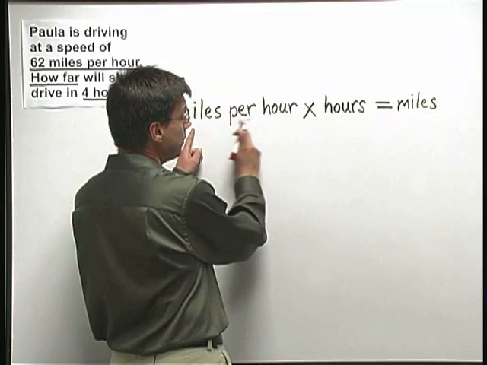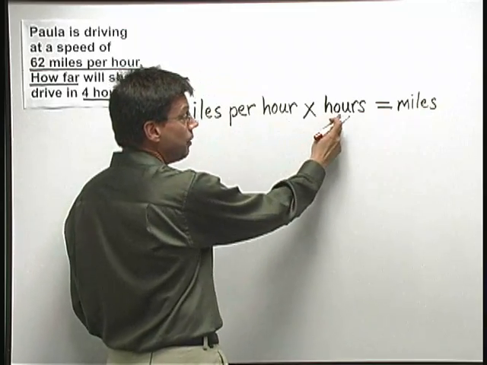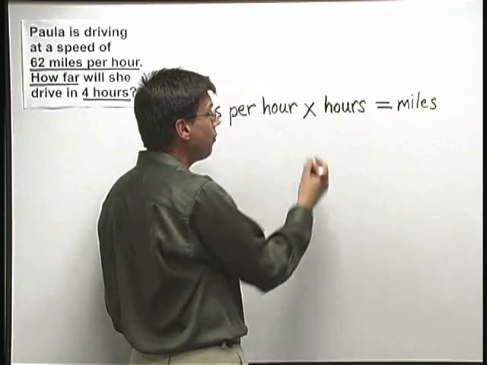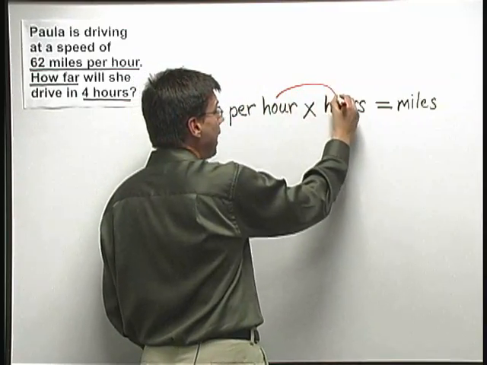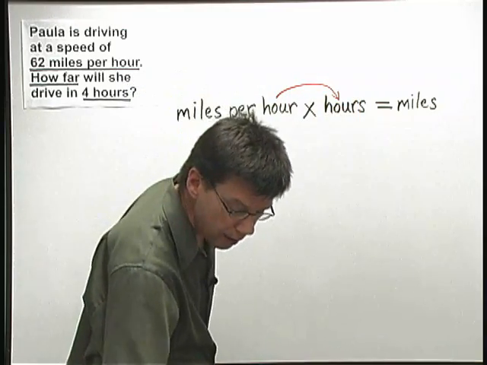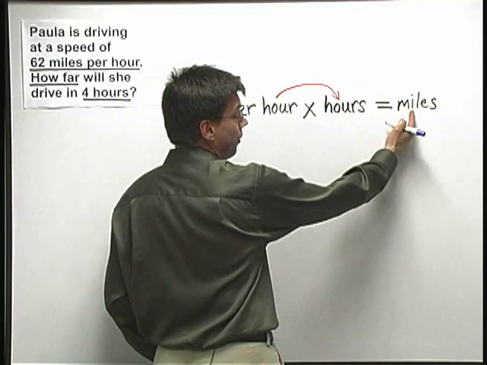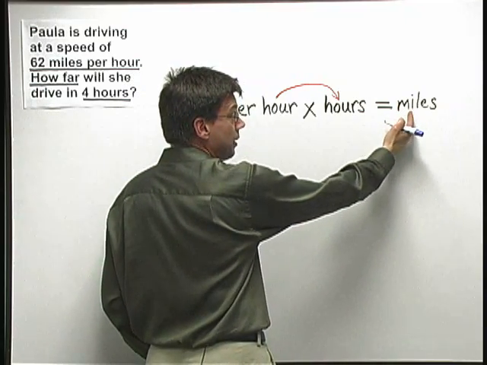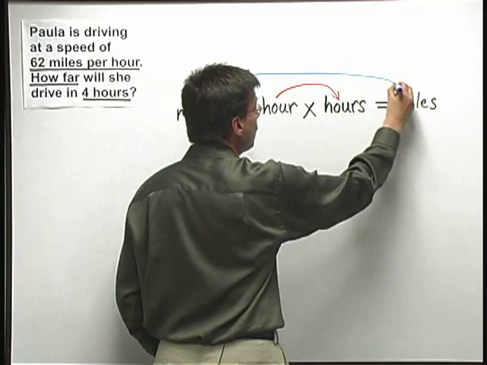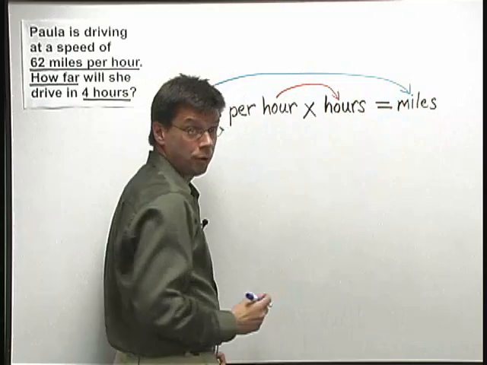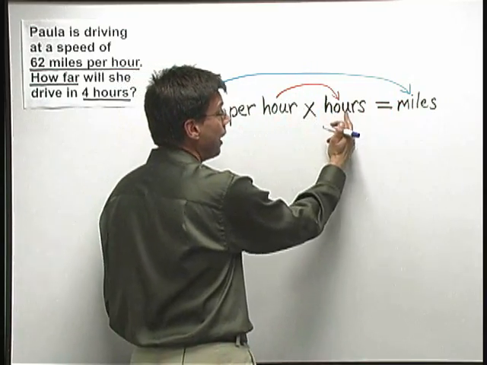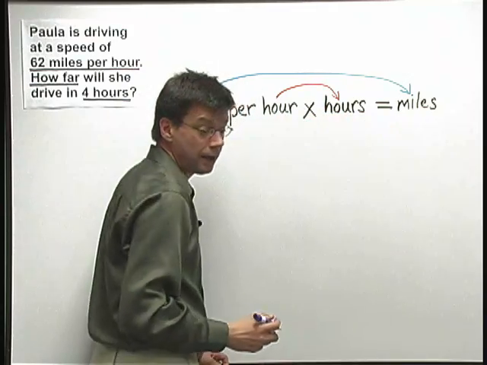Now let's just think about this one more time. We took our rate, miles per hour, and we multiplied by a quantity whose units are represented by the word after the per. That's hours. We end up with a quantity on the other side of the equal sign whose units are represented by the word in front of the per. That's miles. Miles per hour times hours equals miles.